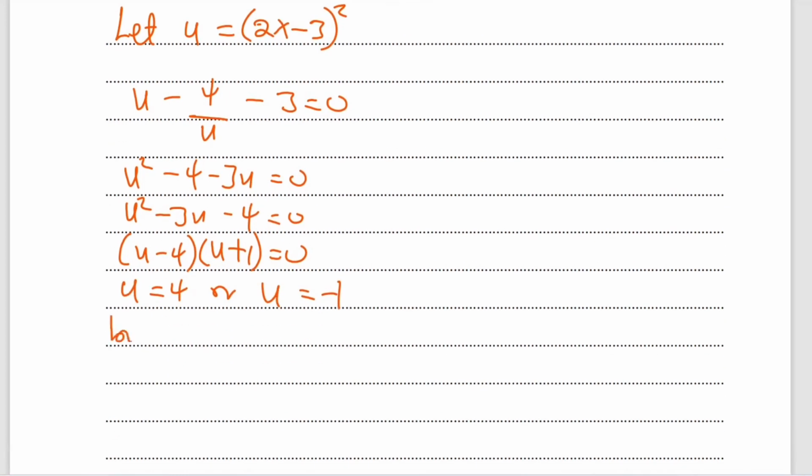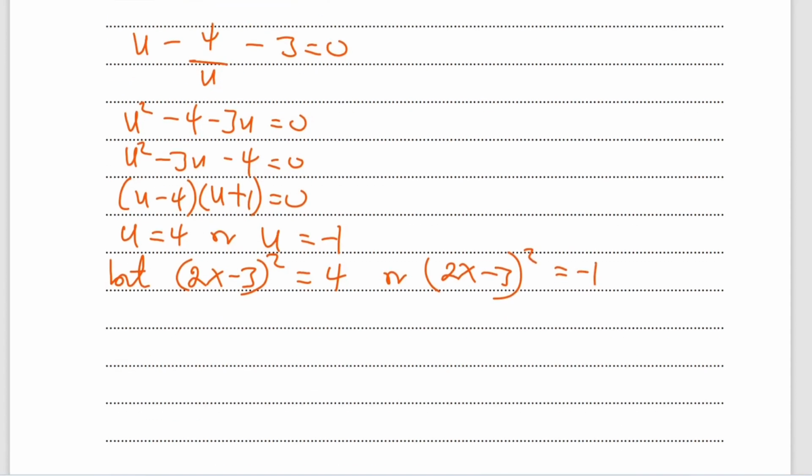But we know that this is what u is. So we can say this is equal to 4 or this same thing is equal to negative 1. The point is this has no real solution, because you are going to take the square root of negative 1, which does not exist for real numbers. You're going to get complex numbers. So we can just assume that there's no real solution and move on to this one.